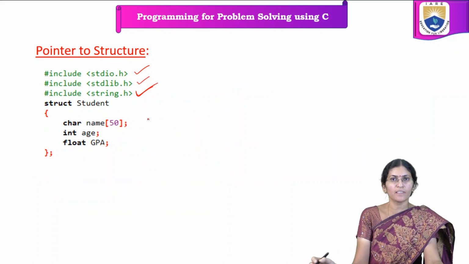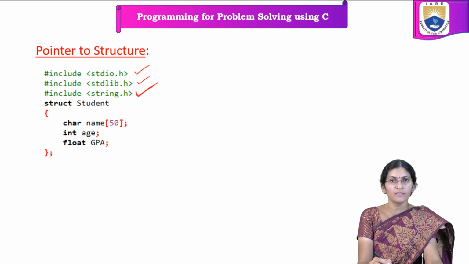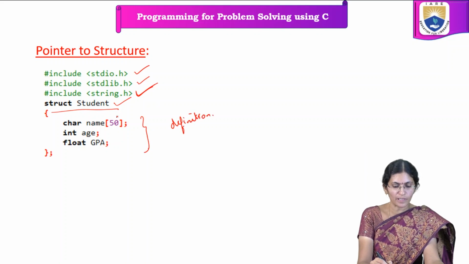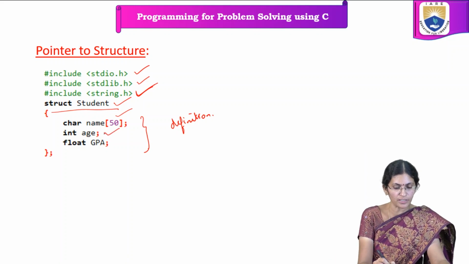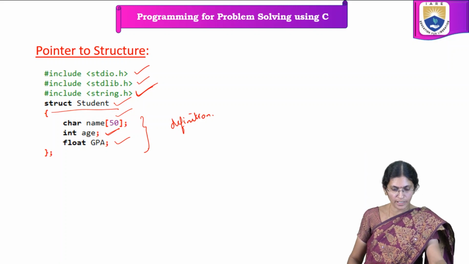So this is one more example where we are using a pointer to a structure. Here we have created a structure named student, and it has three members. This is the structure definition. The first one is an array of characters, the next one is an integer member, and the last one is GPA, which belongs to float data type.